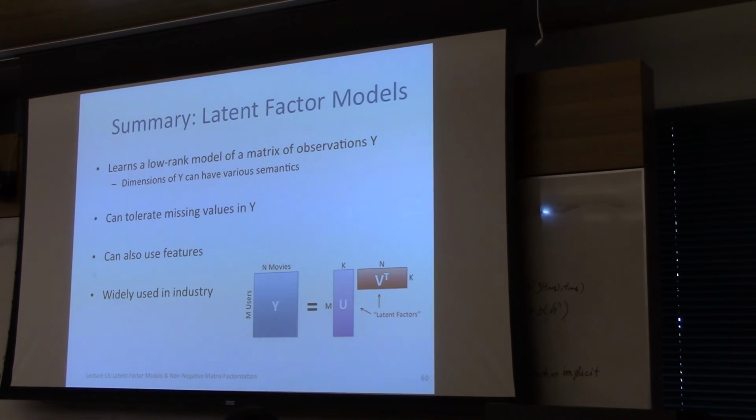Okay, just to summarize latent factor models, the whole premise is to learn a low-rank model of a matrix of observations or a tensor of observations. The reason it's a matrix of observations is because the dimensions of the observations can have some notion of semantic meaning. One can interpret this as multitask prediction. One can interpret this as trying to fill in missing values. We can also use features, so these U and Vs can be multiplied by features.